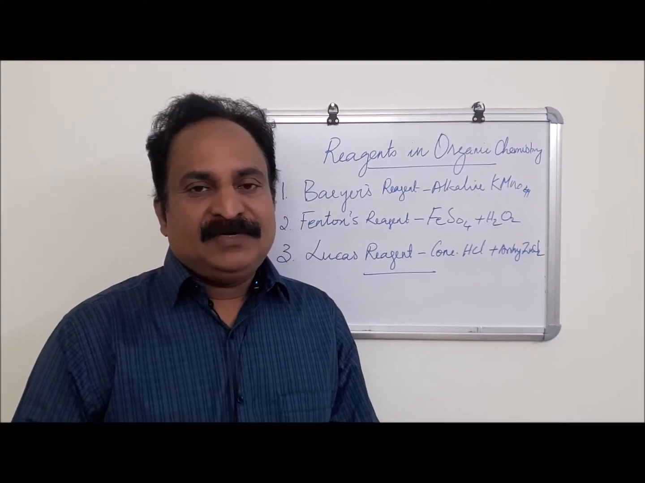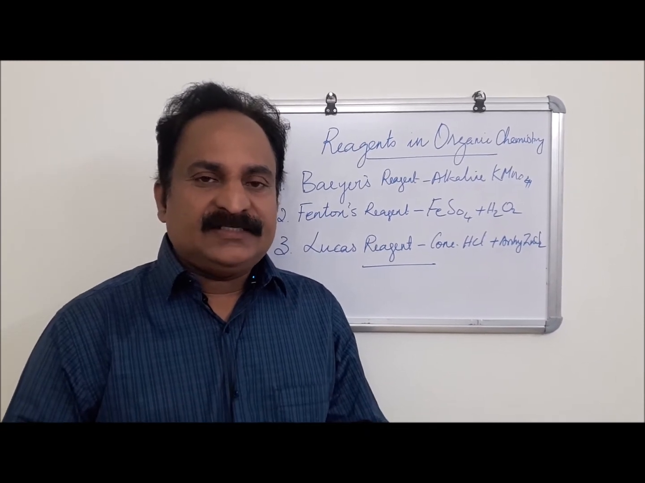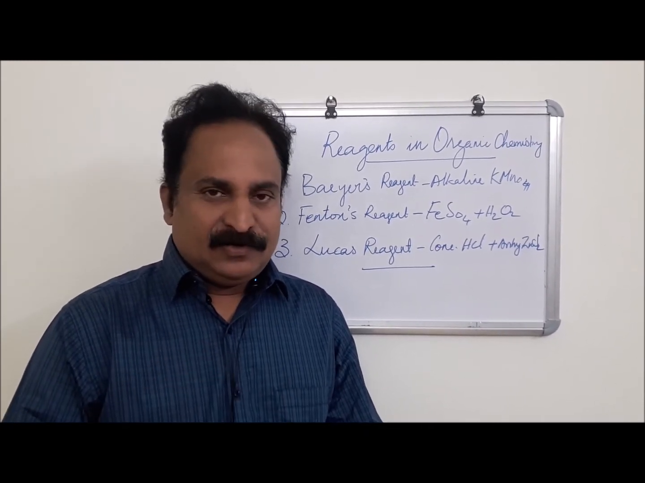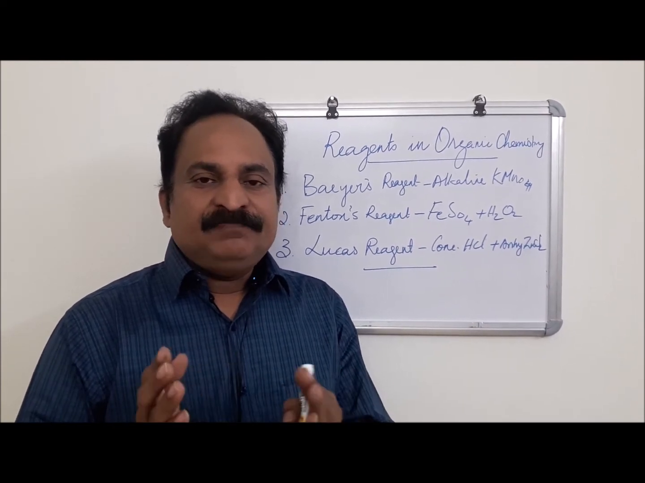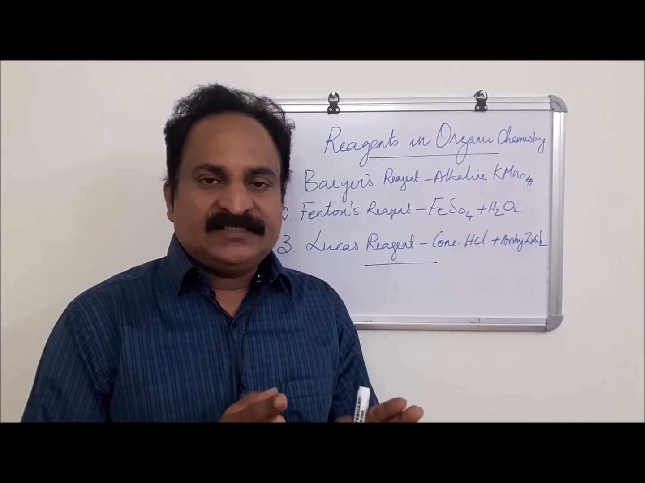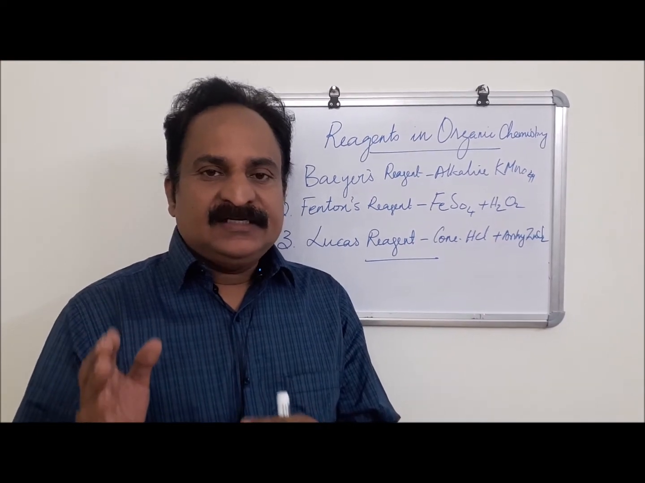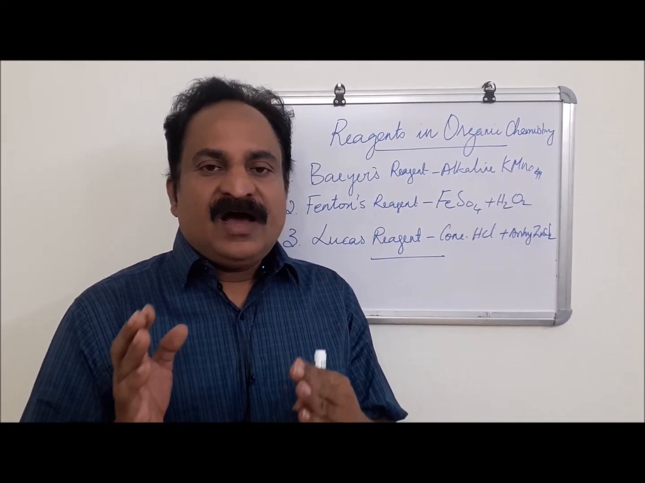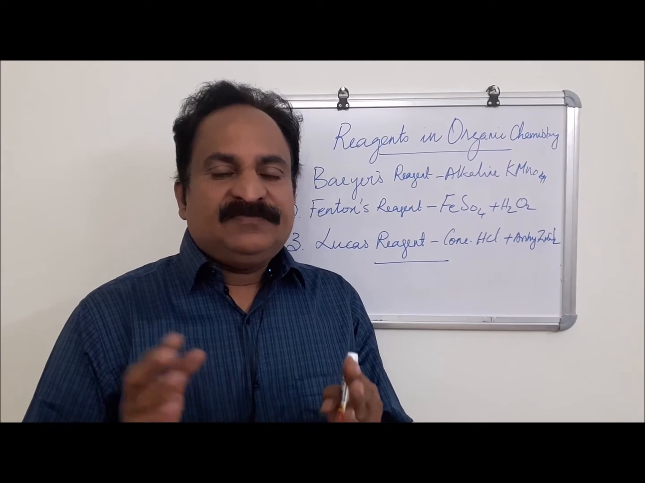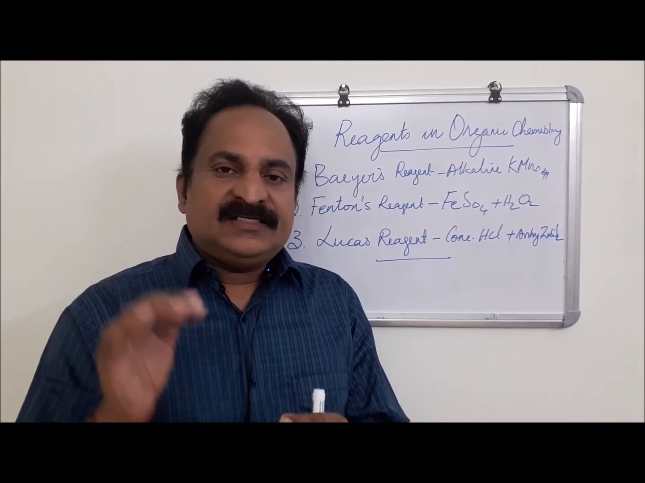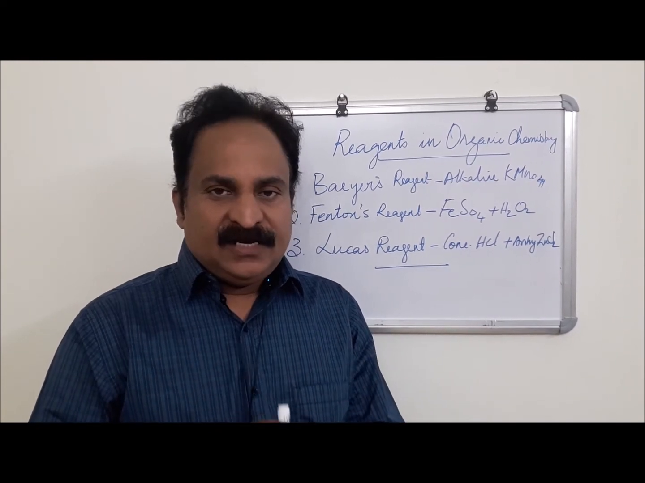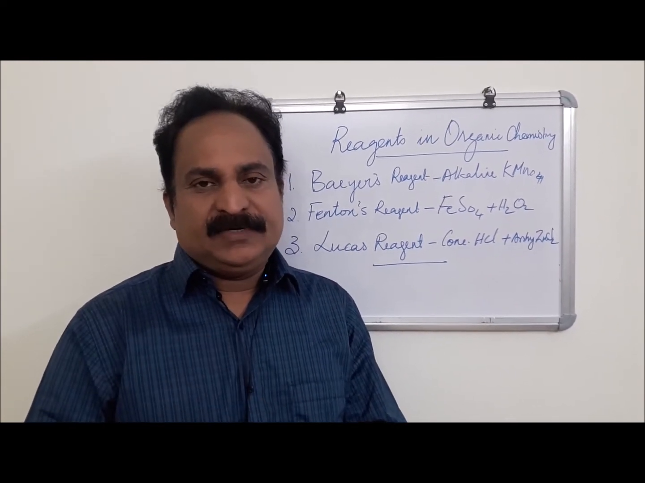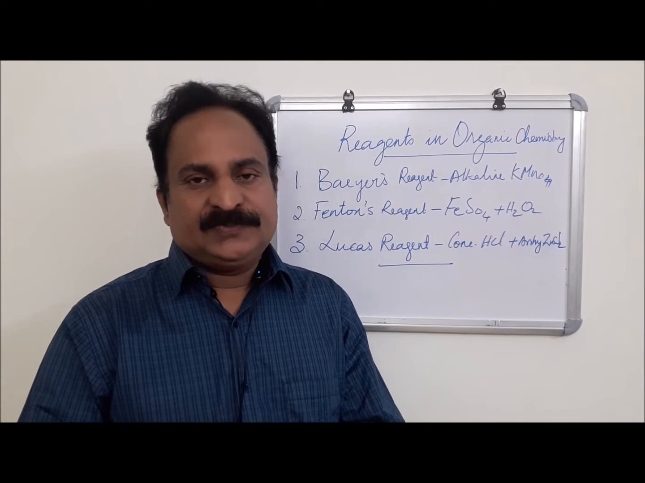Lucas reagent is a mixture of concentrated hydrochloric acid and anhydrous zinc chloride. How can Lucas reagent be prepared? By adding concentrated hydrochloric acid to the anhydrous zinc chloride in an ice bath. Because when we add anhydrous zinc chloride to concentrated hydrochloric acid, heat will be liberated. In order to reduce the temperature, an ice bath is used.